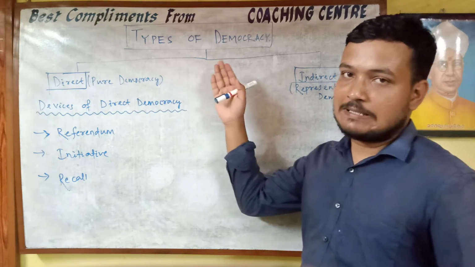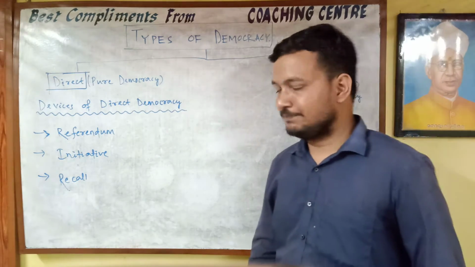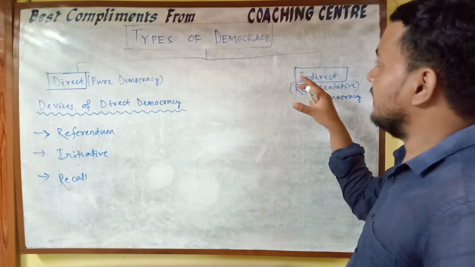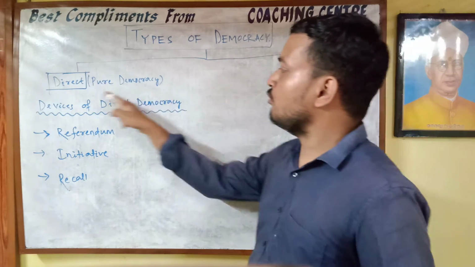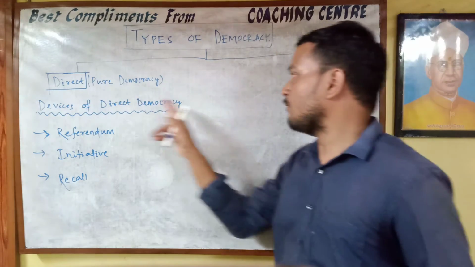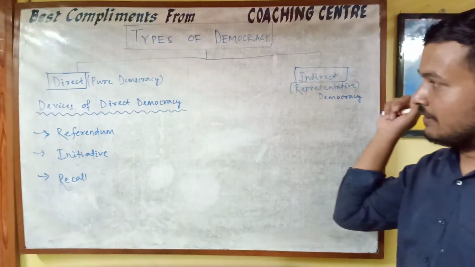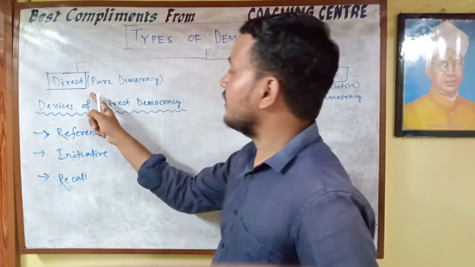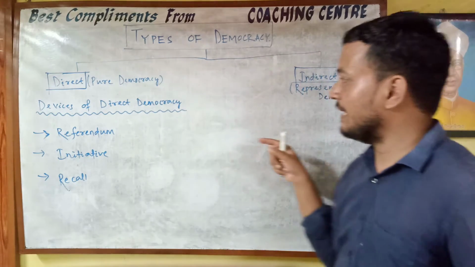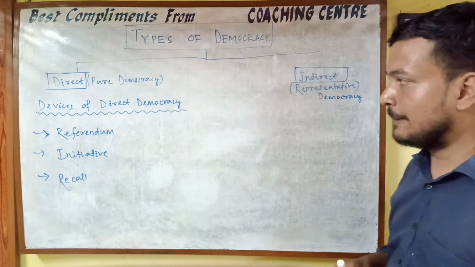We will discuss what types of democracy there are in this video. If we generally divide democracy, there are basically two types: direct democracy and indirect democracy. Direct democracy is also known as pure democracy, whereas indirect democracy is known as representative democracy.